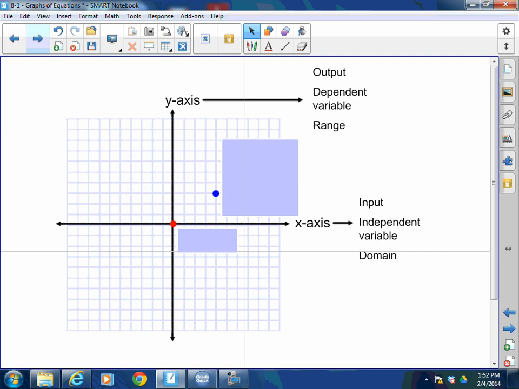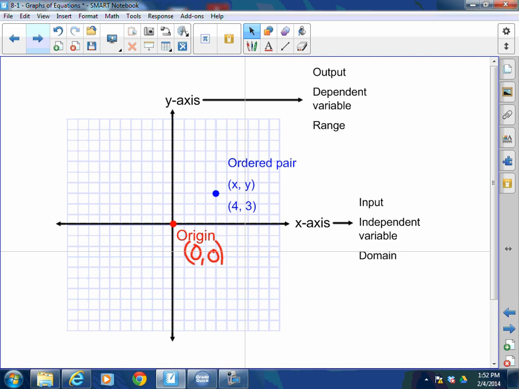The point where the x and y-axis meet is that red point right there. It's called the origin, and that is my (0, 0). That's when x is 0 and y is 0. How do you know which is x and which is y? Because we already learned what an ordered pair was. An ordered pair is a parenthetic expression of a point where you have the x value first and then the y. So this point here is 1, 2, 3, 4 on the x, up 1, 2, 3 on the y. (4, 3) is the point, and that is my ordered pair.